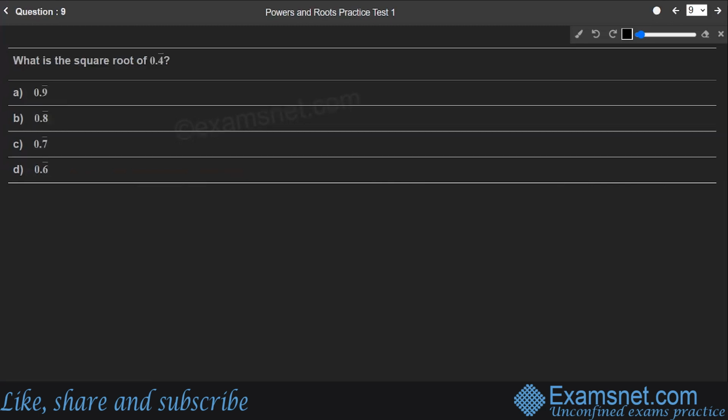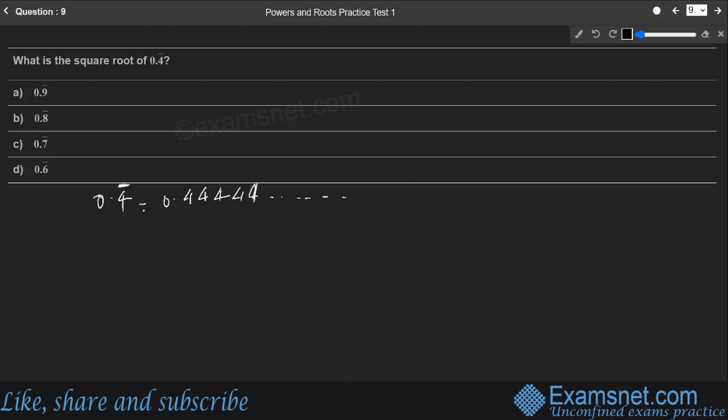Now, what is the square root of 0.4 bar? Okay, we are supposed to find out the square root of 0.4 bar. For that, we need to solve 0.4 bar. 0.4 bar can be understood as 0.444444, with as many fours as possible. This is what 0.4 bar means.